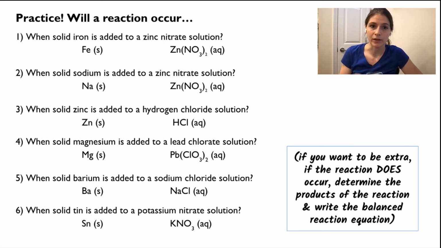So you're testing with table J to see which metal is more active. If the metal that's being added as a solid is more active, the single replacement reaction will occur. If the metal that's being added is less active than the metal that's already there, no reaction will occur. I invite you, if you want to be extra, if the reaction does occur, determine what the products of the reaction would be and balance the final equation just for an extra challenge for yourself.